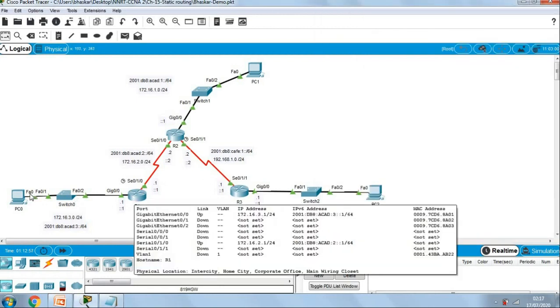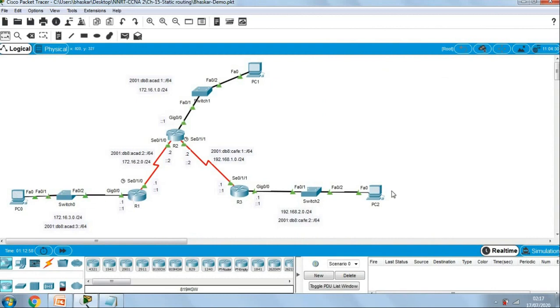If you want to reach from R1, from PC0 to PC2, what is the path? Data is coming to R1, from R1 it is going to R2, R2 to R3, R3 to PC2. So the path is like this one, right? In this path, R1 is connecting with this one and this one. These two are directly connected networks. But R1 doesn't know about this network as well as this network. So how many remote networks are there? Two remote networks.